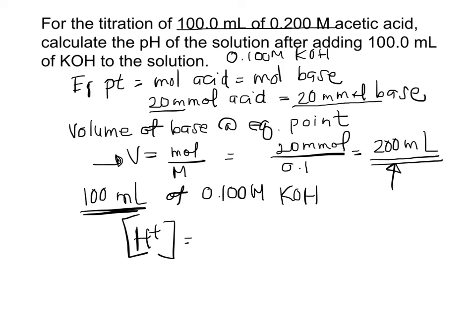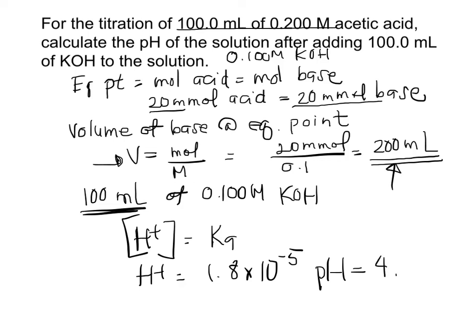Ka from the book is, H plus is 1.8 times 10 to the negative 5. So once we have the Ka equaling the H plus, then you can just find pH. Getting a little tired here. So my pH is the negative log of 1.8 times 10 to the negative 5, which is 4.74. How many sig figs? 2. I'm going to keep it at 2 sig figs because the Ka was given to me in 2 sig figs.